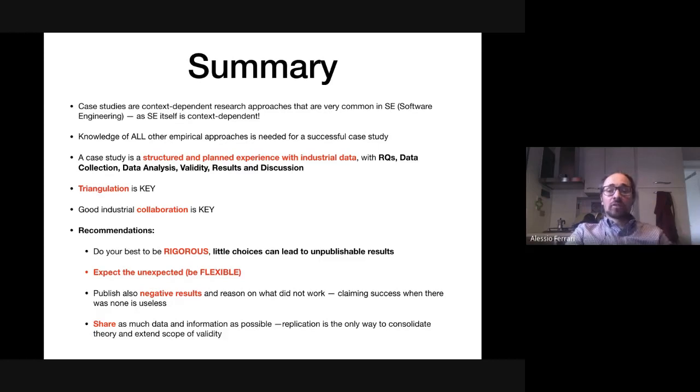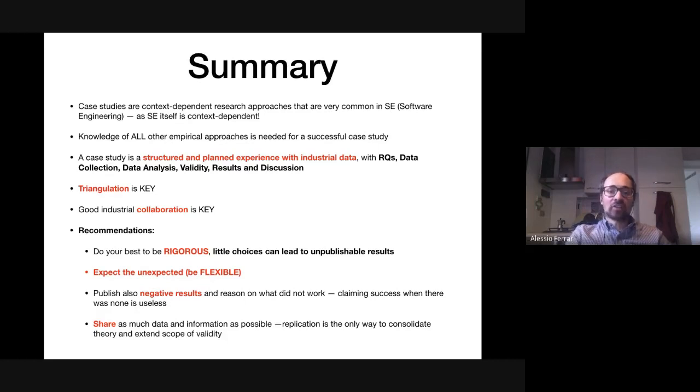For a successful case study, you need knowledge of all the empirical approaches that are available, because every situation is different. You need to be creative, but you need an empirical mindset, as I've repeated several times. So you need to know well controlled experiment, although you don't do a controlled experiment, but the terms controlled variable, independent variable are needed to avoid the possible threats to validity of your study.